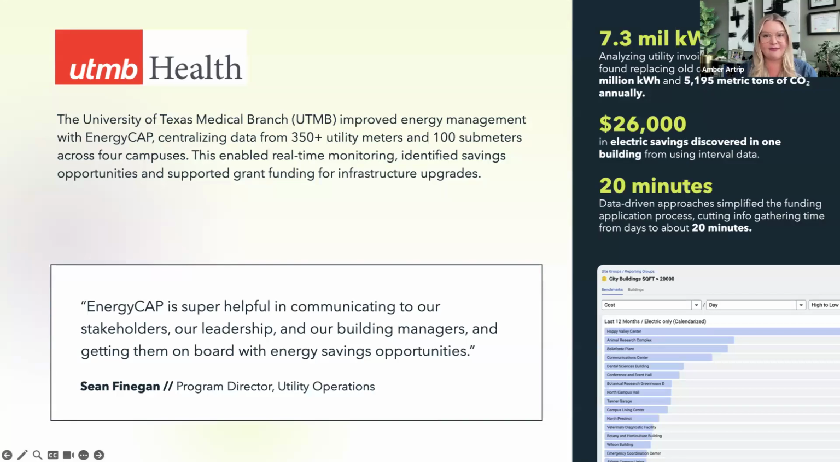It was a very short time frame that they had to submit for this grant. Because they have all of their data in EnergyCap, our main user over there, Sean Finnegan, was able to go into EnergyCap and in 20 minutes pull all of the information that they needed to submit for this grant, showing how implementing improved assets at this central plant would reduce carbon, save money, and be more efficient for UTMB. So it's a really, really great story. This one's also on our website if you want to go check it out.